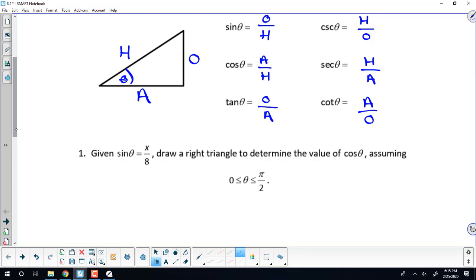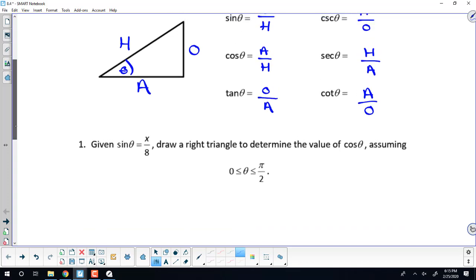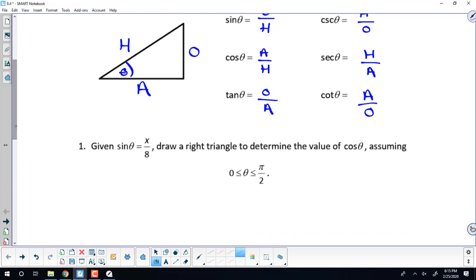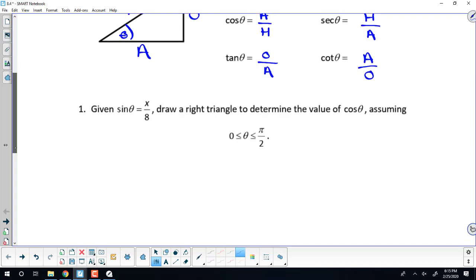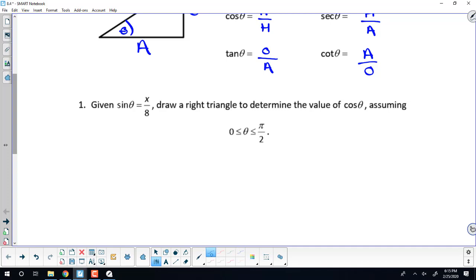Okay. Another thing we have to utilize is here in example 1. Given that the sine of theta is x over 8, what we want to do is draw a right triangle to determine the value of cosine. Assume theta is between 0 and pi over 2. So that's where all this stuff comes in. This angle here, theta, we know the sine of that angle is x over 8, which means that's the opposite side over the hypotenuse.